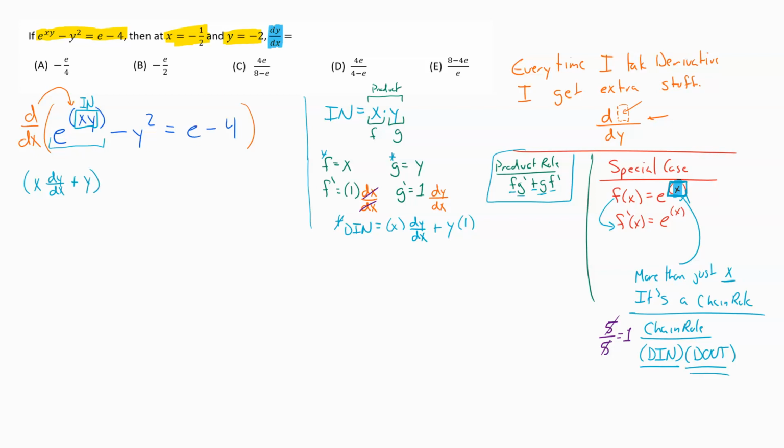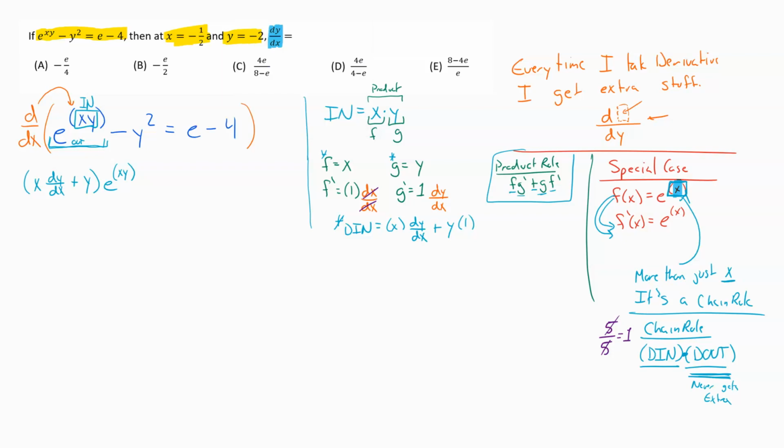Now I have to do the second part of my chain rule, which is the d out, the derivative of the outside. The derivative of the outside on an e just follows the rule. It stays the exact same. So this is e to the x times y. And when we're doing the chain rule, because we're multiplying these things together, we don't need the extra stuff on the d out. The d out never gets extra. It's like the only piece of the puzzle when you're doing implicit differentiation that never gets extra.